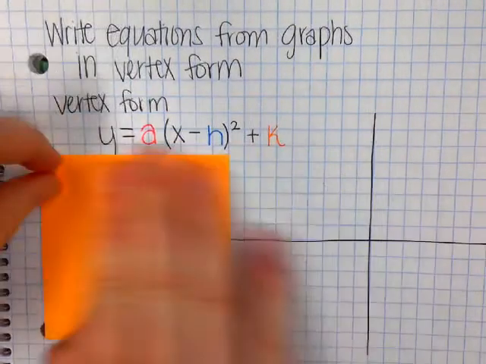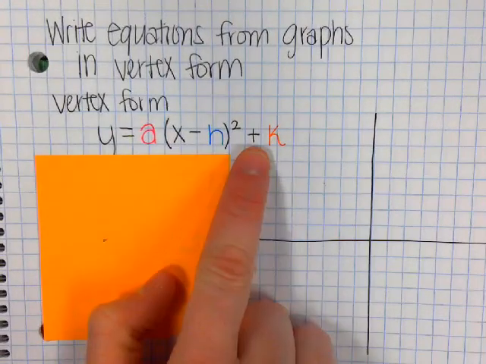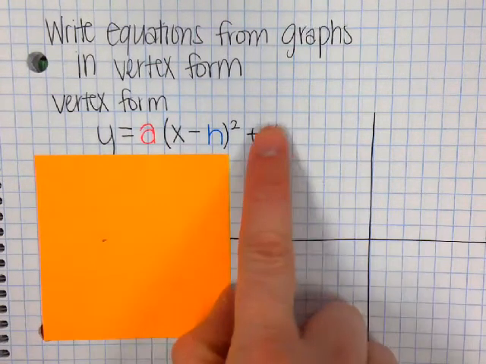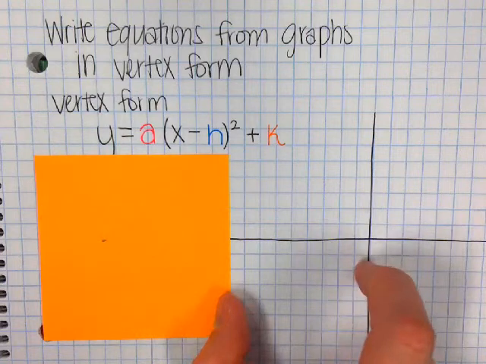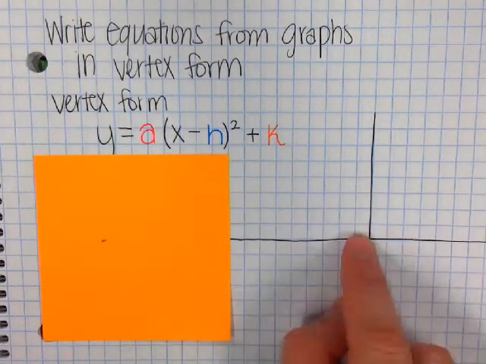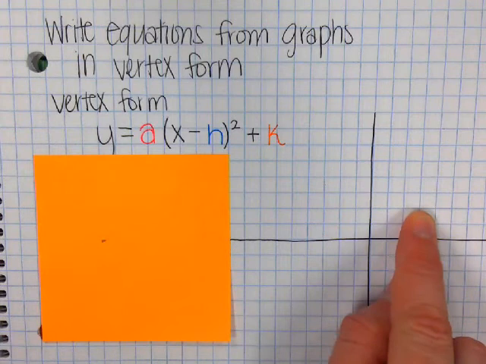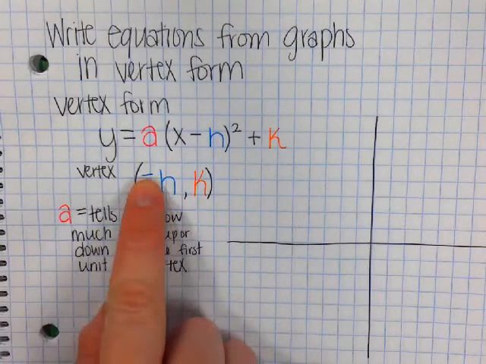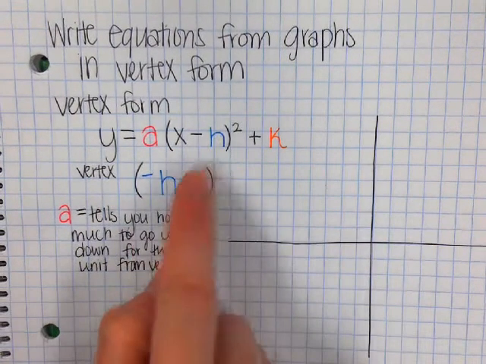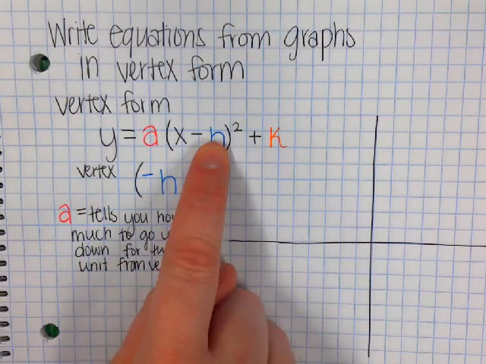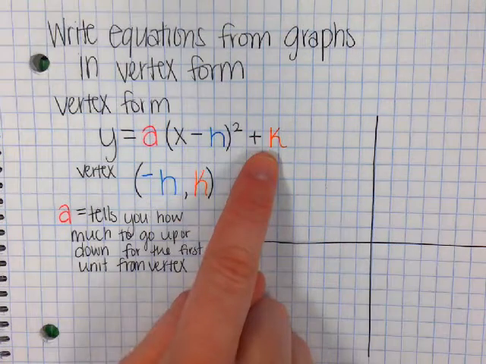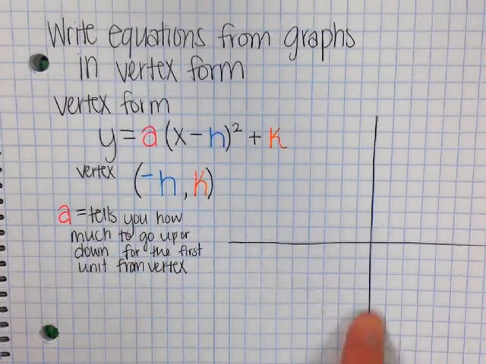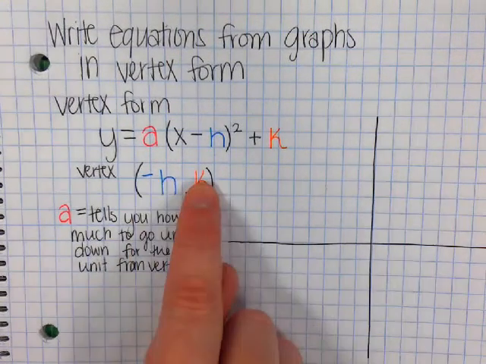So if you think about this form right here, what's inside of the parentheses tells you how much to move left or right. This tells you how much to move up or down from the vertex. So if it told you to move right 3 and up 2, your vertex would be at 3, 2. If you notice, the vertex is always at the opposite of H, comma K. Because this tells you how much to move left or right, and this tells you how much to move up or down. Remember, the x-axis is the one that goes this way, and the y-axis is the one that goes this way, so that's why it's in the order x, y.